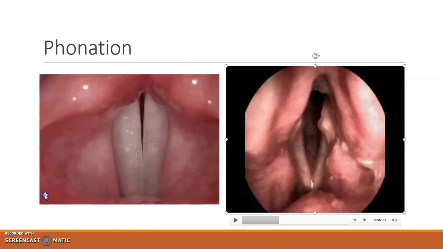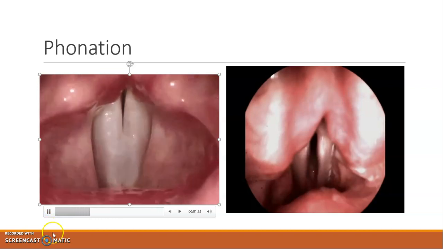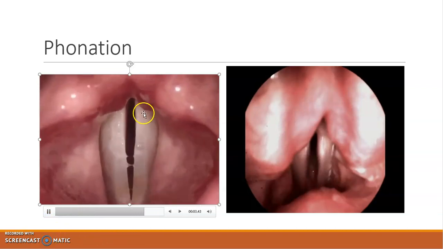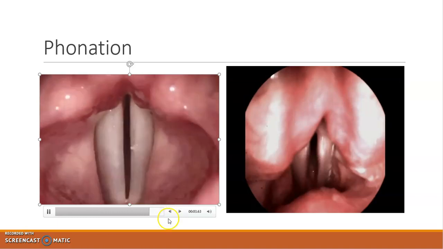So let's take a look at this video here on the left. And again, this is stroboscopy. It's not catching every vibration of the vocal folds. It's just like if you went to the club and were dancing. It just kind of makes the appearance of the vibration slowing down. So you can see as the air flows through, we have this nice opening and closing of the vocal folds.